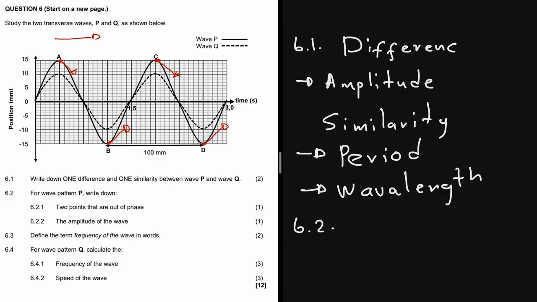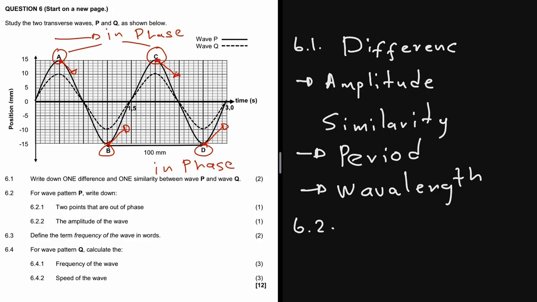When we talk about points that are in phase, we talk about points that are both going down or both going up. That means points A and C are going to be in phase. And also points B and D, because they are both going up, are in phase.